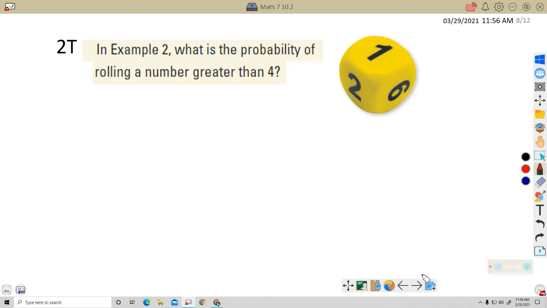Try this one in example 2. So you have the same number cube there. What is the probability of rolling a number greater than 4? All right, when you get this.